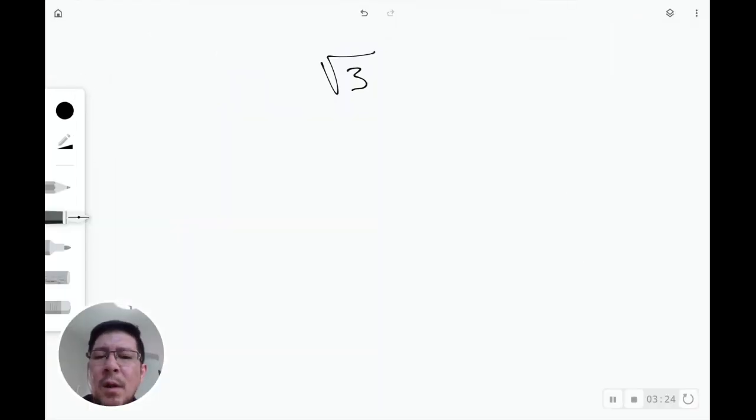Well, I already know that 3 is not a perfect square, okay? So we have to estimate what this number would actually be. How can we estimate this without a calculator? Before we do that, instead of talking about the square root of 3, we're just going to talk about the regular number 3. And we have to ask ourselves this first question: what two perfect squares is 3 between?